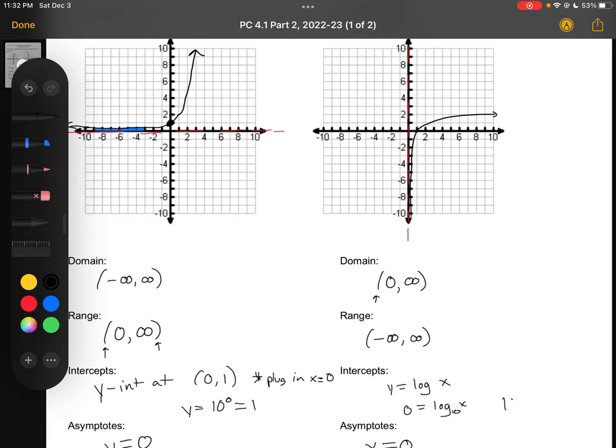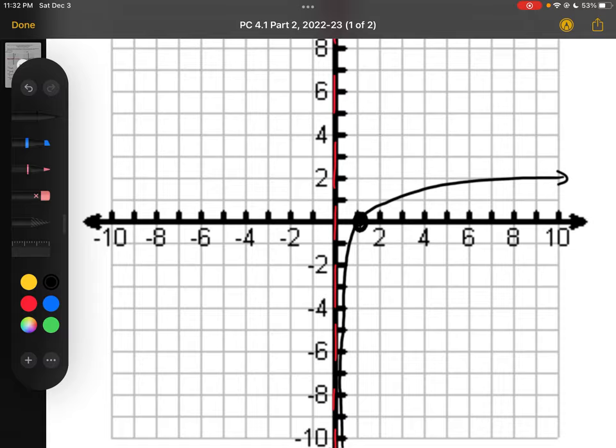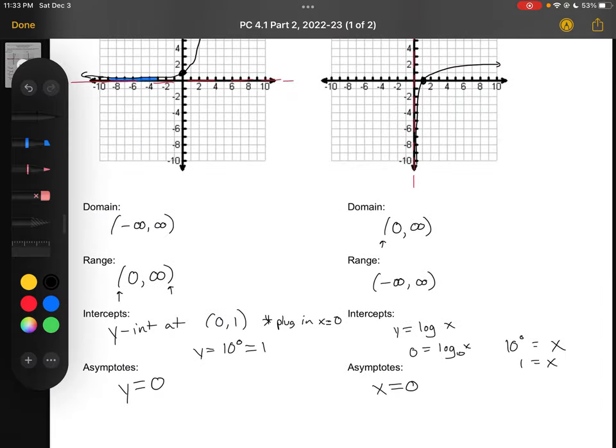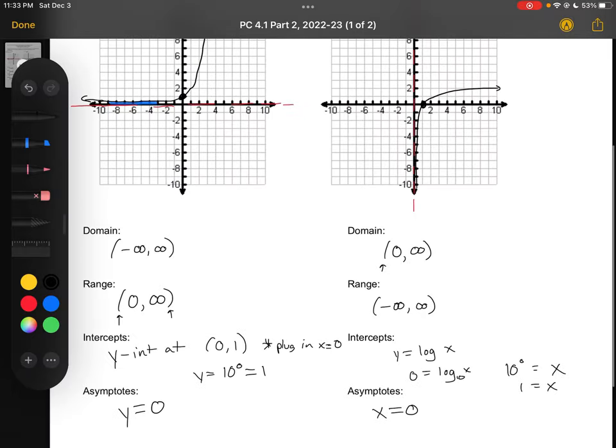So we can do this by just changing forms. So again, remember that is log base 10. So 10 to the 0 power equals x. Anything to the 0 power is 1. So x is equal to 1. And as we can see on our graph right here, that is our x-intercept at 1. So this one does have an x-intercept, but it doesn't have a y-intercept. Again, if we shift it, we would see that would change. But in this particular instance, we just have that x-intercept there.